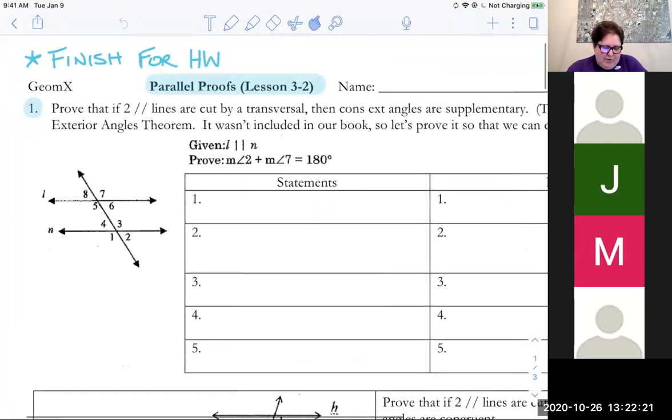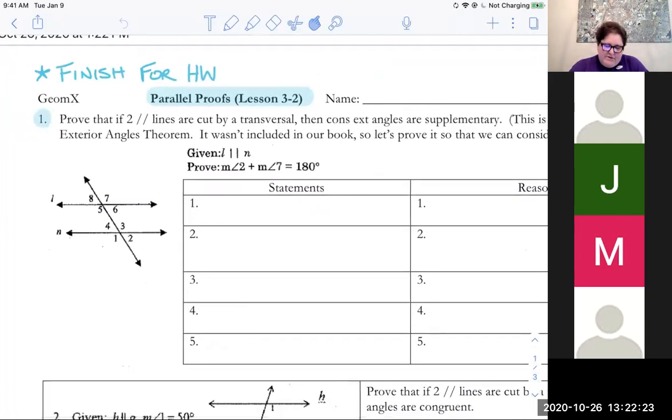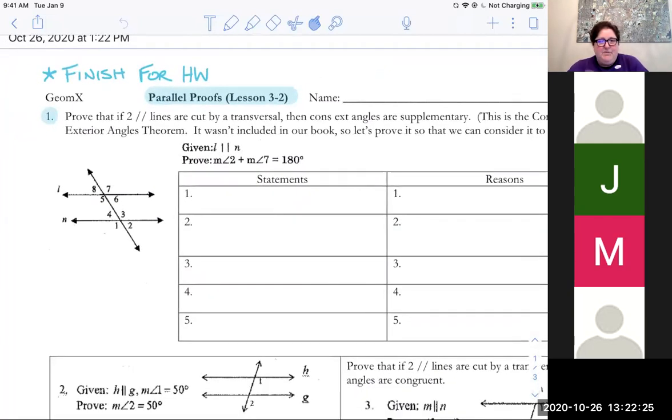Number one says, prove that if two parallel lines are cut by a transversal, then consecutive exterior angles are supplementary. Okay, that is a theorem that we're proving, so you can't use that as a reason. You can't say that those consecutive exterior angles, in this case 2 and 7, are supplementary because they're consecutive exterior angles and those are parallel lines. You have to show that that's true using other things besides that theorem because we're proving that theorem.